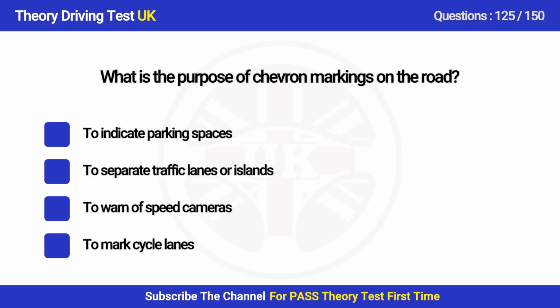A. To indicate parking spaces. B. To separate traffic lanes or islands. C. To warn of speed cameras. D. To mark cycle lanes.